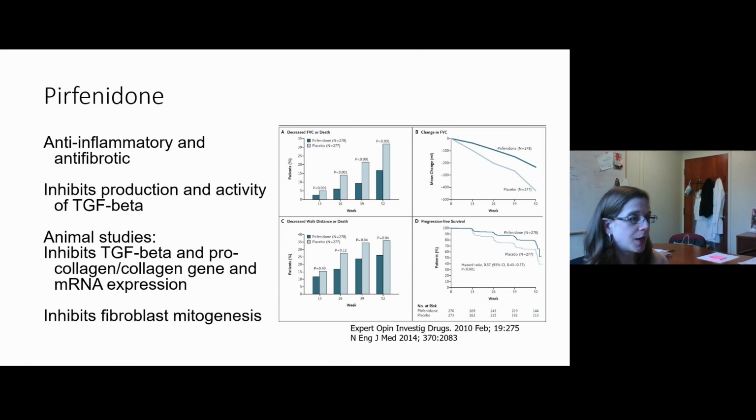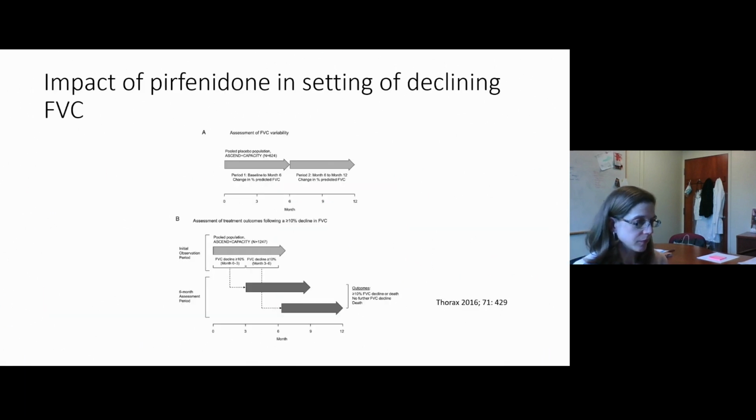It also, in a composite endpoint, showed a slowing of the rate of progression of FVC, a slowing of the rate of progression of limitation on walk distance, and of death. And these impacts of pirfenidone have been demonstrated to be important even in patients who continue to decline in terms of their lung function while on therapy. So this was an important trial. I would suggest you look it up if you're interested in this topic.